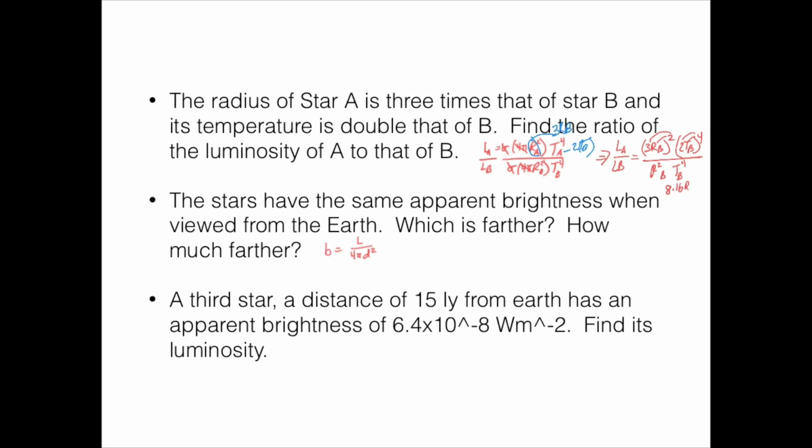That will have my radius of B squared and temperature of B to the 4th, which of course is going to cancel with the radius of B squared and the temperature of B to the 4th on the bottom. Therefore 8 times 16, or in other words 144 is my final answer. So the ratio of the luminosity of A to that of B is that it's 144 times larger.